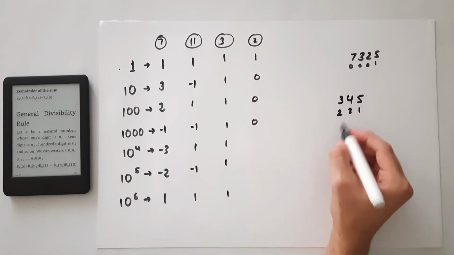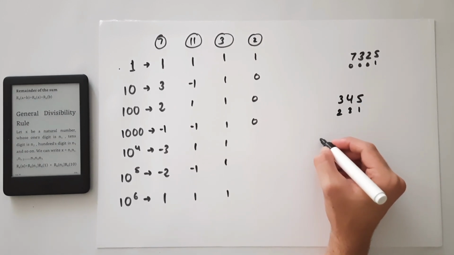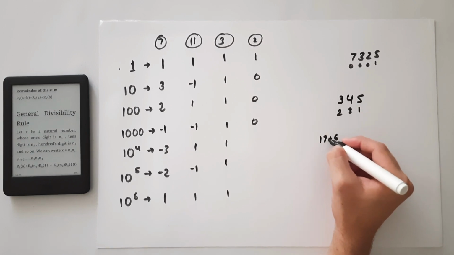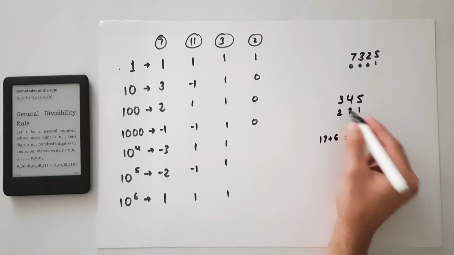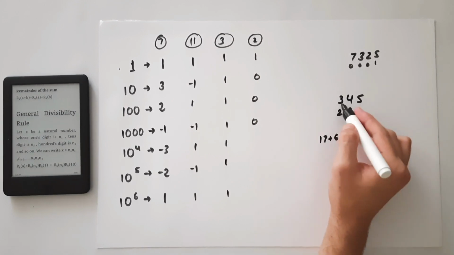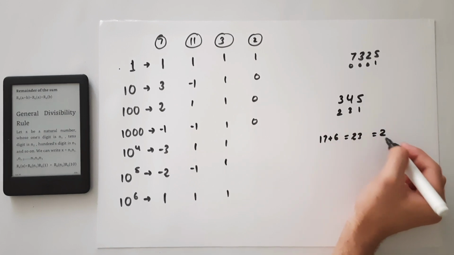So 5 ones are 5. 5 plus 12 is 17, and 17 plus 6 is 23. So this number will give the same remainder as what 23 will give, and 23 will give the remainder 2. So when divided by 7, this number will give the remainder 2.